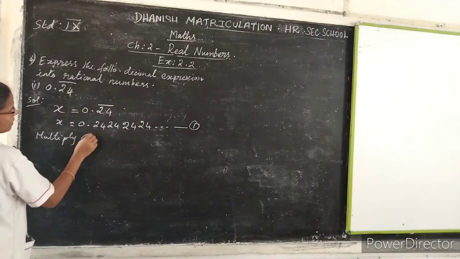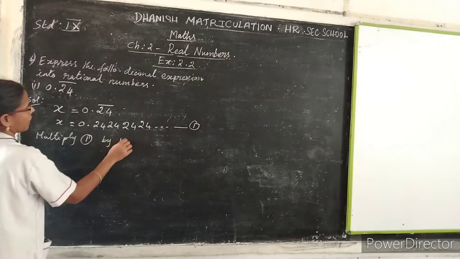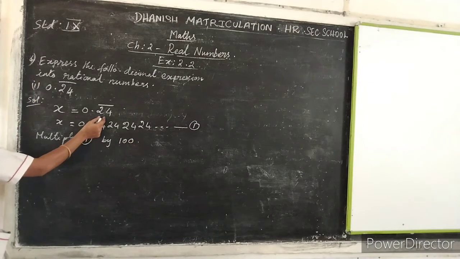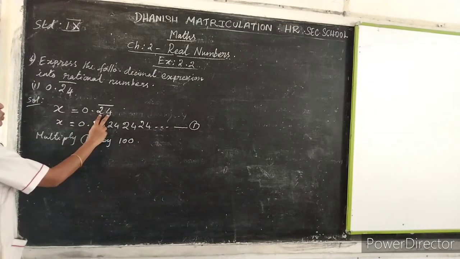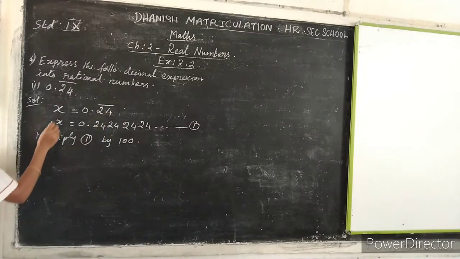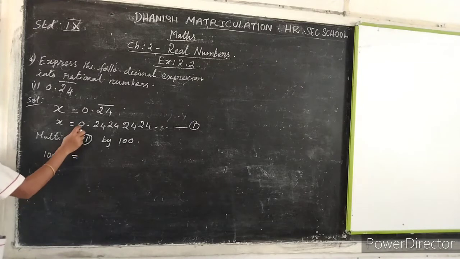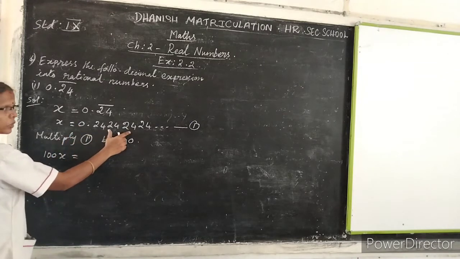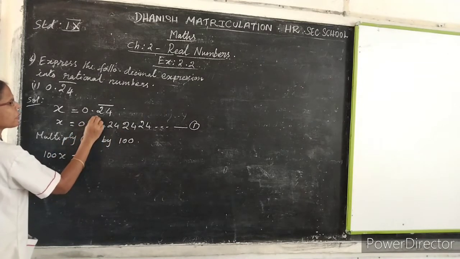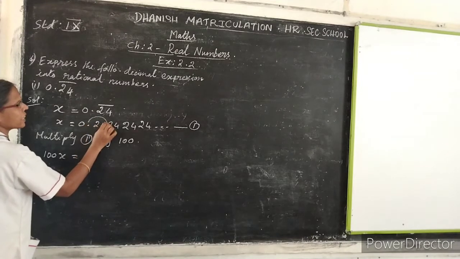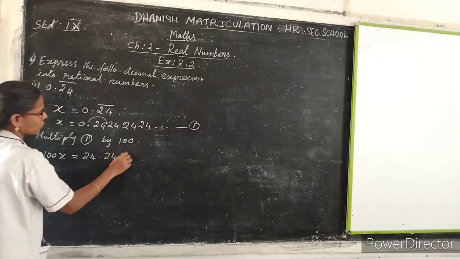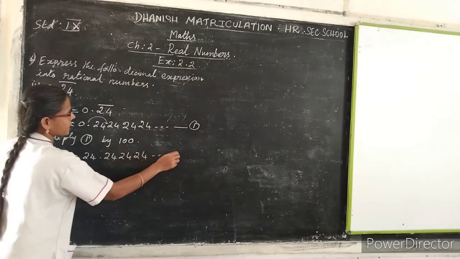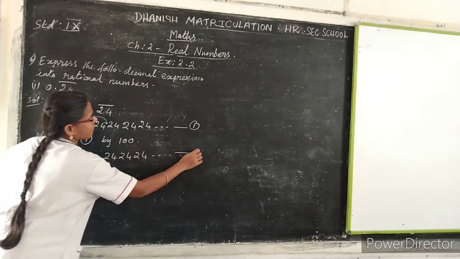Multiply the first equation by 100, because here in the repetition there are two decimal places. Therefore 100 into x, 100x, is equal to, if we multiply this number by 100, just move the decimal point from here to here. So 24.2424 etc. This is the second equation.